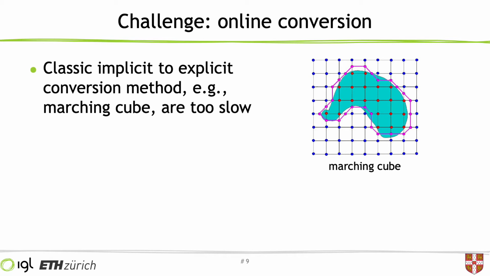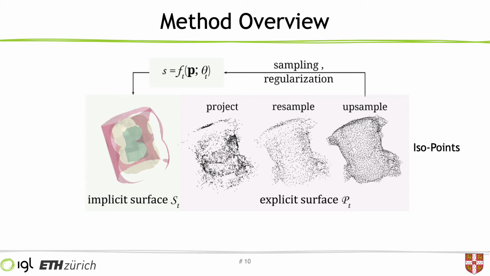The key challenge is to extract the explicit representation efficiently during the training of a neural surface. The standard way to convert from implicit to explicit is Marching Cubes, but it is too slow for online use. In our solution, we choose points instead of mesh as the explicit representation. We call these points isopoints. The extraction contains 3 steps. They are adapted from classic point-based geometry processing methods for full GPU implementation and more robustness under imperfect implicit functions, which we have during training.